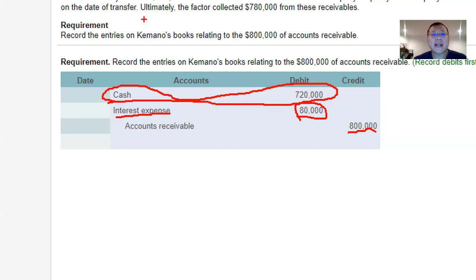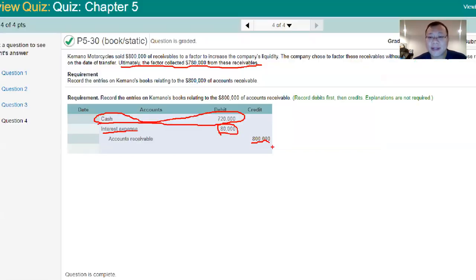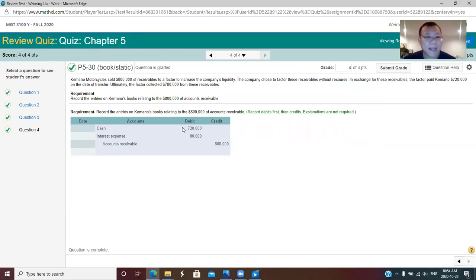Some students may ask, ultimately the factor collected $780,000 from the receivables. How should we deal with this? Well, you sold this AR to the factor. The AR is not your business anymore after the transfer. Now the AR belongs to the factor, so how much they can collect is their problem, not your problem, because you have already sold your AR. I hope this makes sense. That's question 4 in the chapter 5 quiz. Have a nice day.